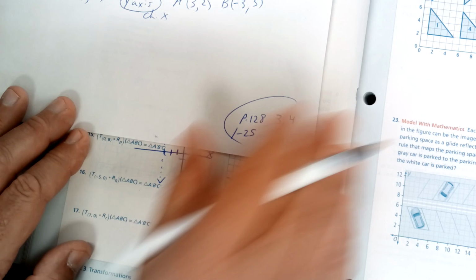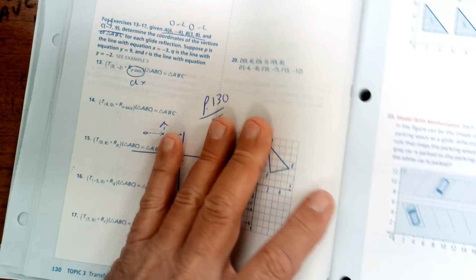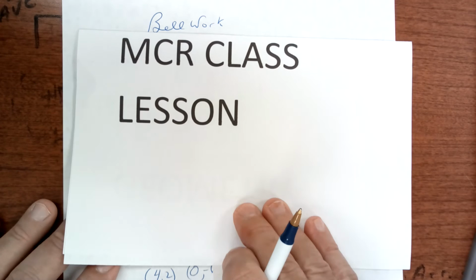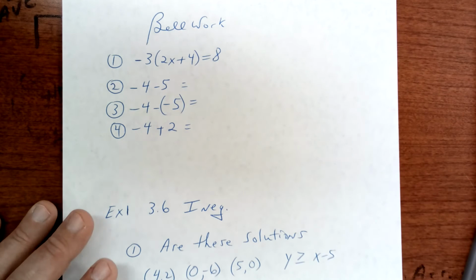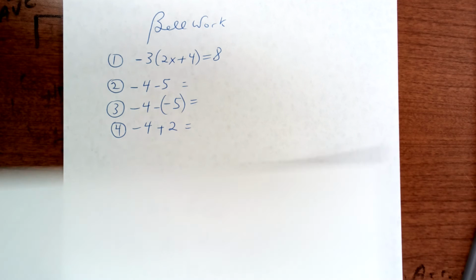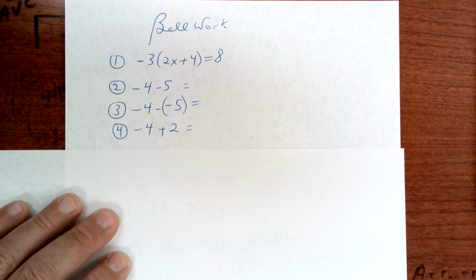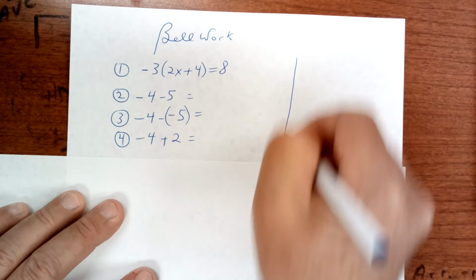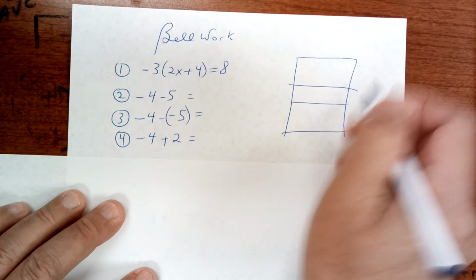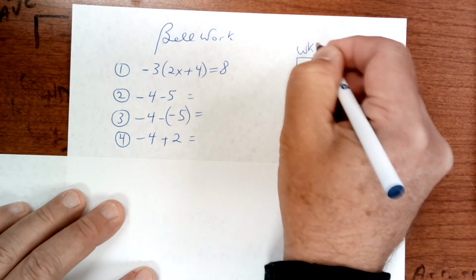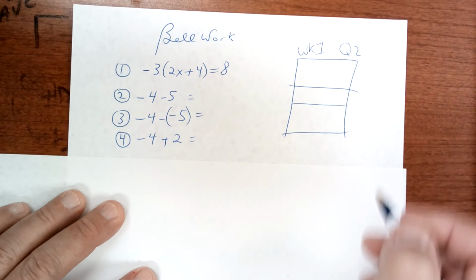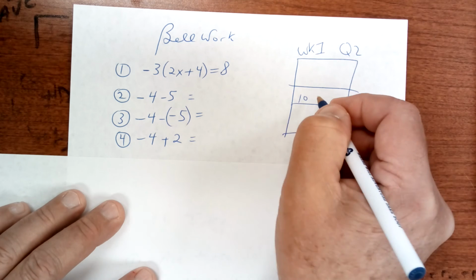All right, let's turn our attention now to MCR. Okay, so on MCR, let's work these problems here. Okay, so label your bell work. Today is week 1, quarter 2, okay, and the date is the 12th of October.